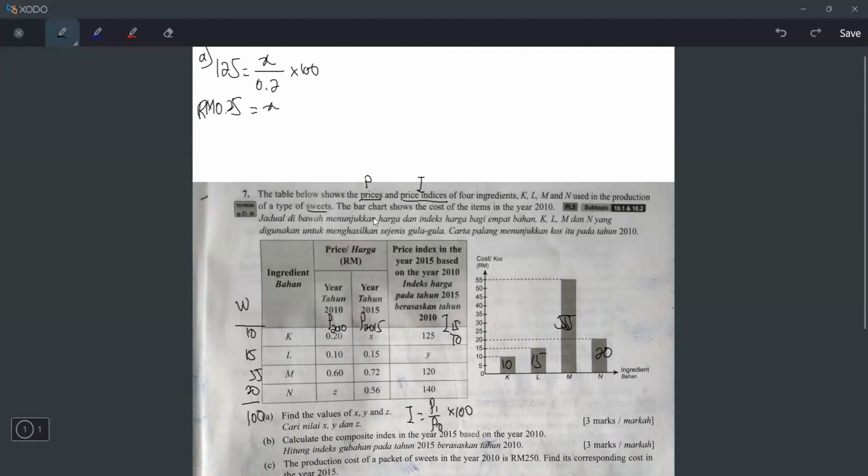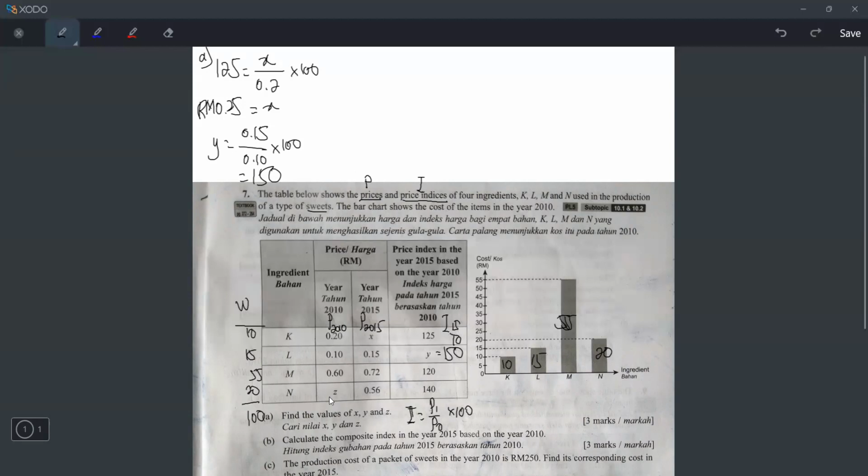Next, find the value of Y. I will use the same formula: substitute I, P1 and P0. The I will be Y, and the P1 is 0.15 over 0.10, times 100. If I press this, I get 150. I have to update this, because I'll use this information later. For B, they ask you to find the composite index, so I'll use this info later.